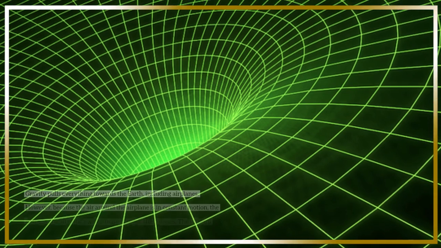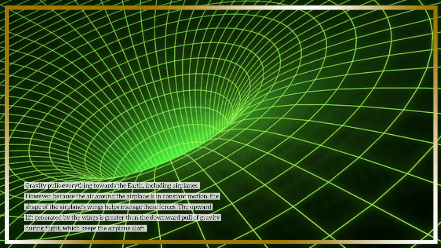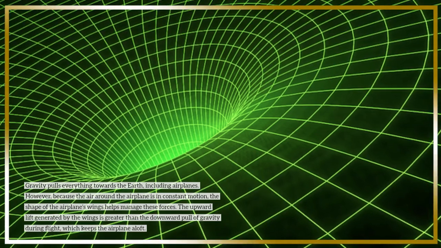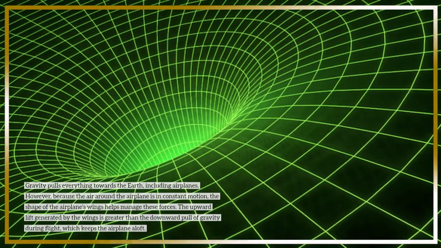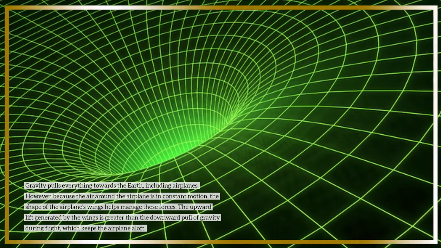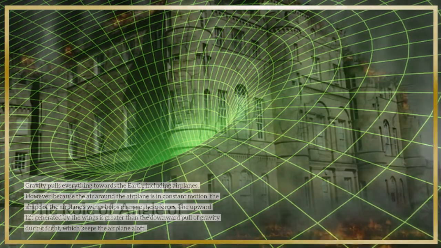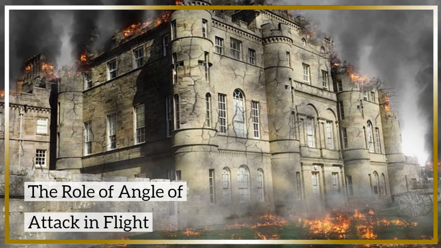Gravity and the Earth's atmosphere. Gravity pulls everything towards the Earth, including airplanes. However, because the air around the airplane is in constant motion, the shape of the airplane's wings helps manage these forces. The upward lift generated by the wings is greater than the downward pull of gravity during flight, which keeps the airplane aloft.